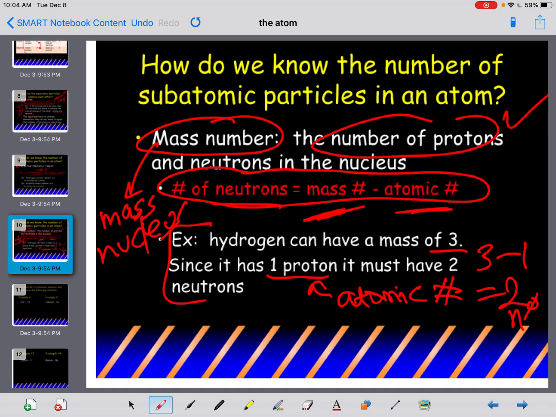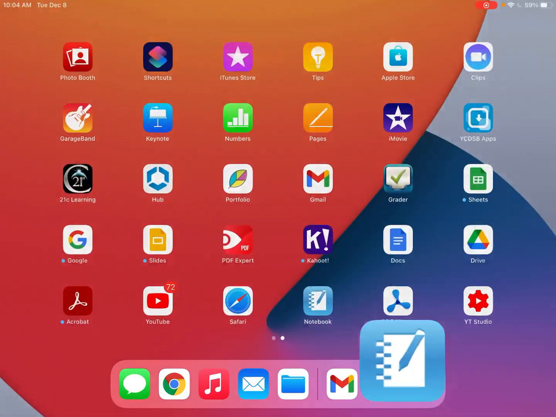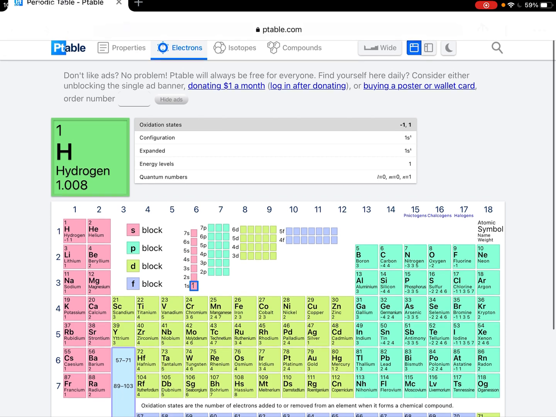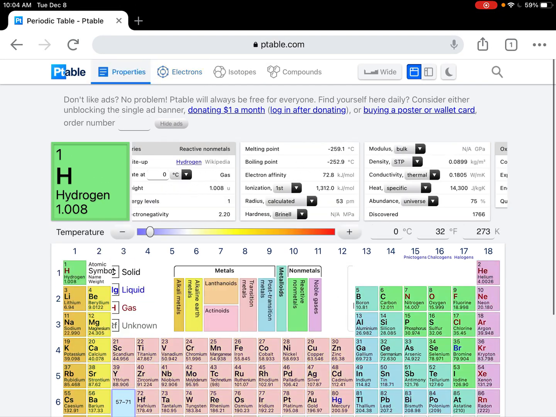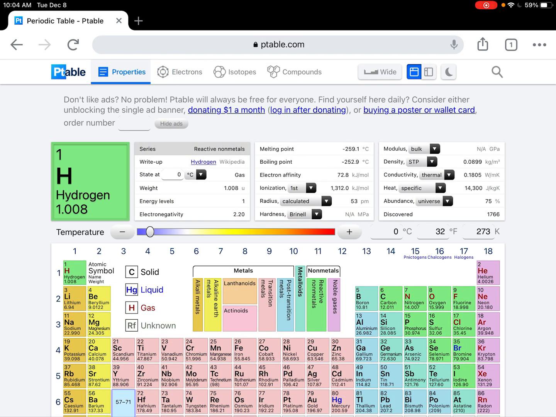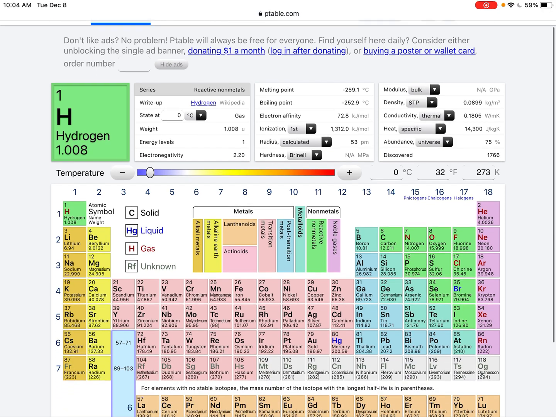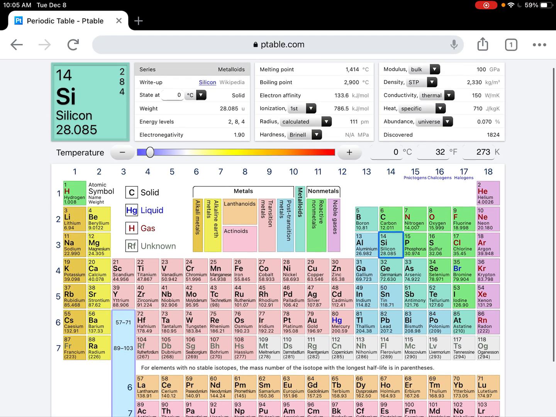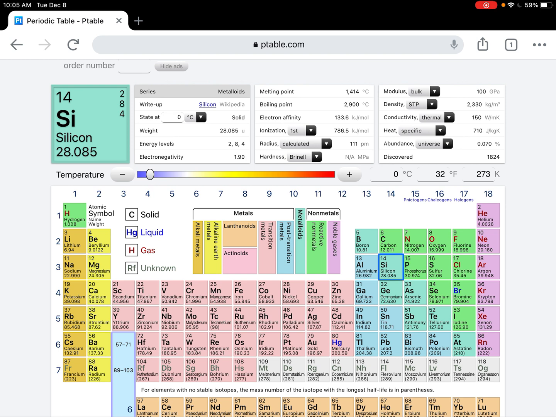Okay, so just before we go into some specific element examples, I just wanted to show you again on the periodic table where you can find this information. So this is just my electronic one, ptable.com. I know we've looked at this before when we first learned about the periodic table. Remember that you have a whole bunch of information on here, but really the two pieces of information that are going to be important for this lesson in particular are the atomic number and the mass number.